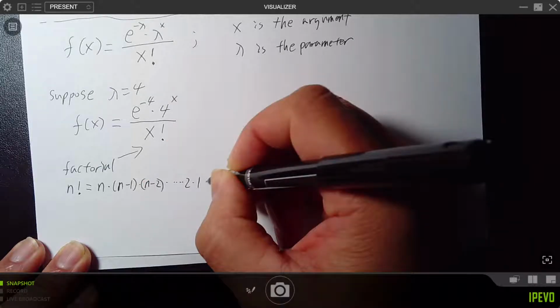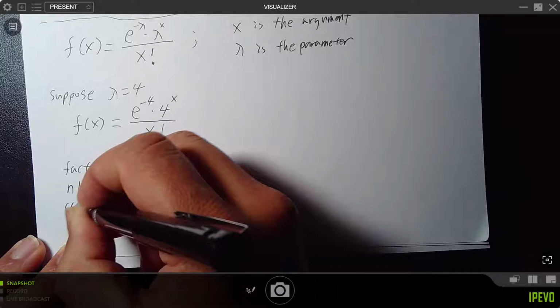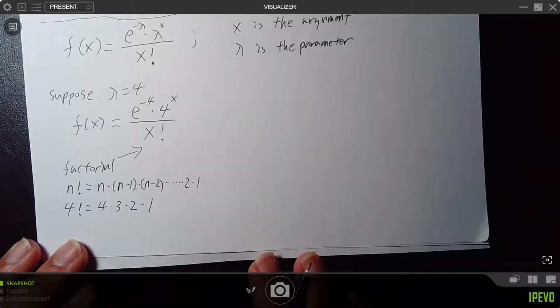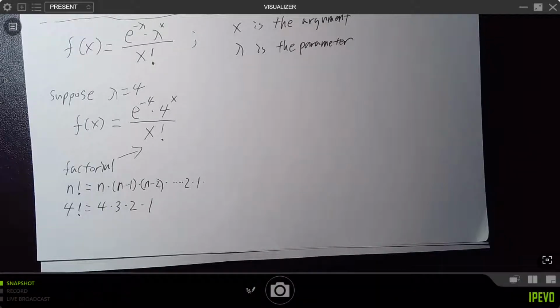So for example, if I have 4 factorial, then this equals 4 times 3 times 2 times 1. And that's all factorial is. Another shorthand, essentially a compact way to write a long process.